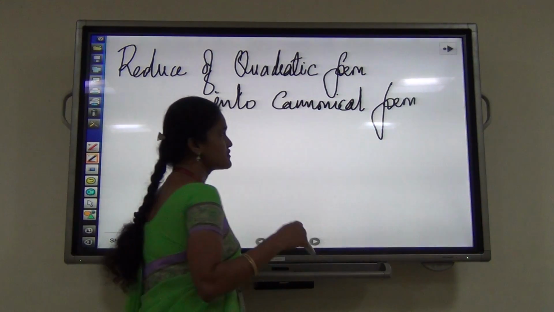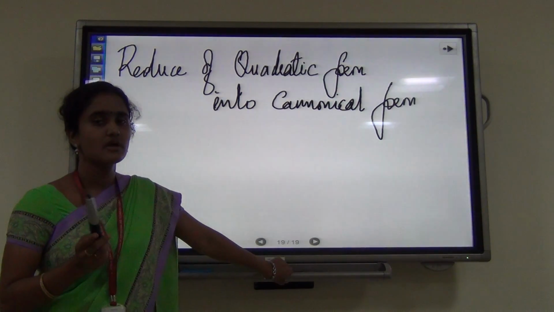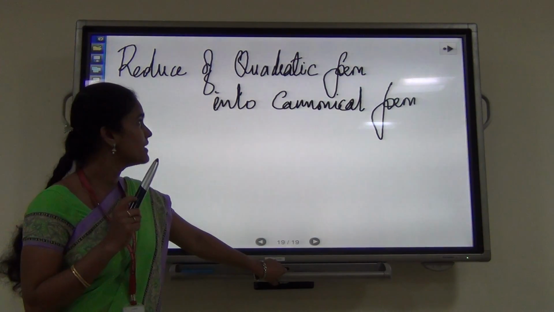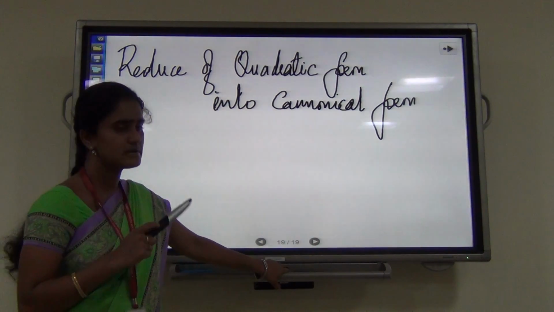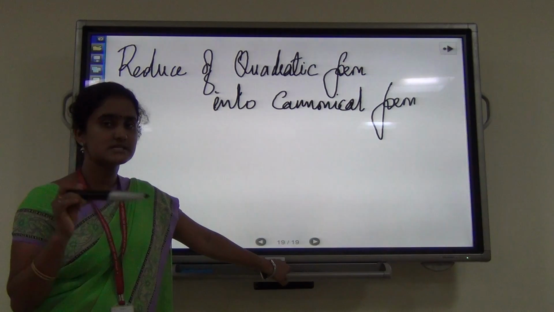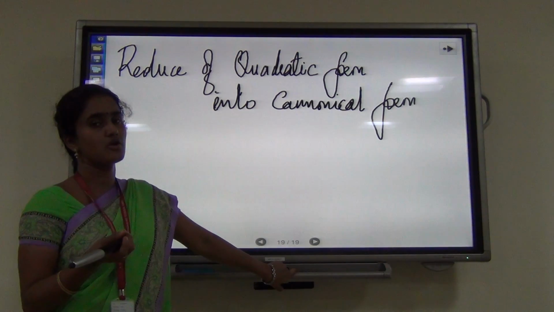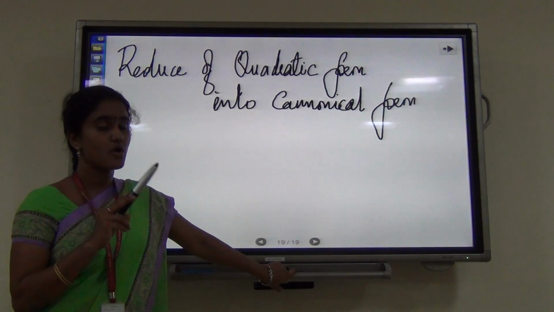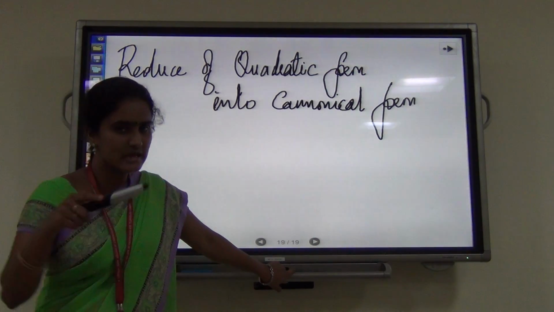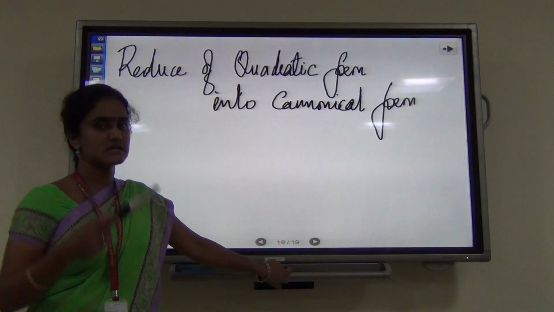It is a continuation of the diagonalization of orthogonal transformation. So here we are going to first define what a quadratic form is, what a canonical form is, and how a quadratic form is reduced to canonical form. And this conversion is again done by reduction through orthogonal transformation.